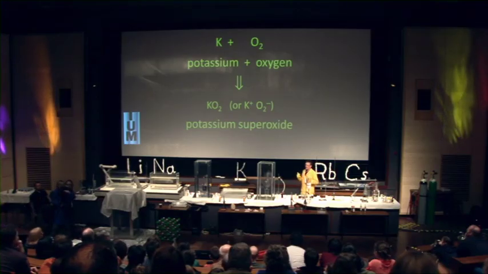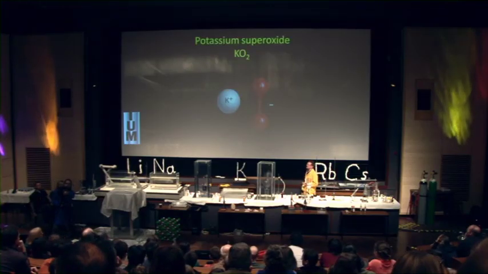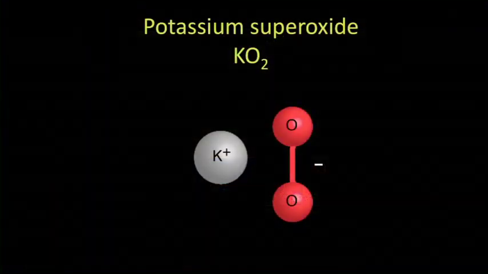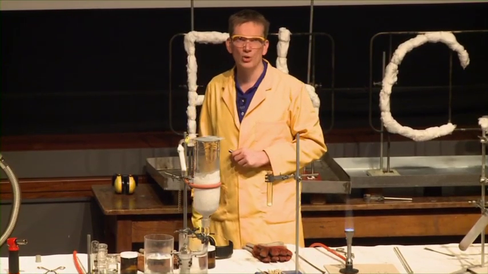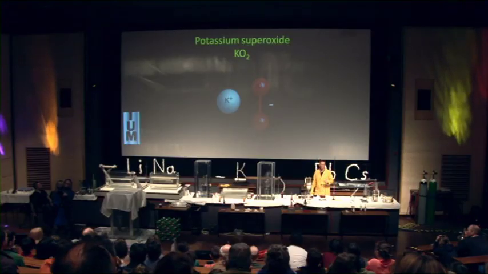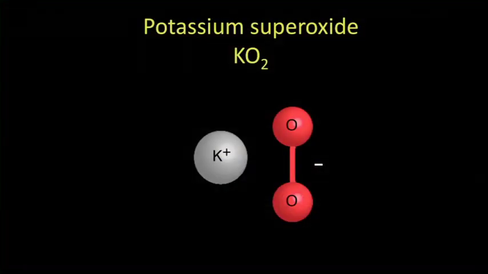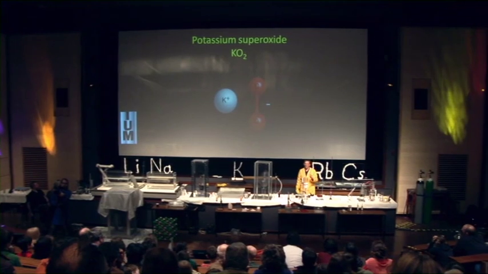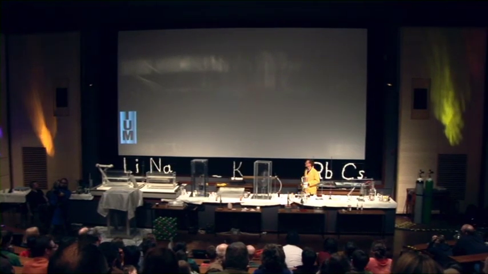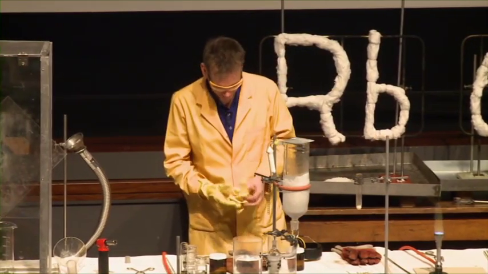Okay? Potassium superoxide. So this has one potassium ion. So again, the potassium has given up its electron. But now this has given up its electron to just a normal molecule of oxygen, O2. So we actually have O2 with one negative charge shared out over both of the oxygens. So this is the structure here, the unit that we have in potassium superoxide. So one potassium to two oxygens. Well, this is very reactive indeed.